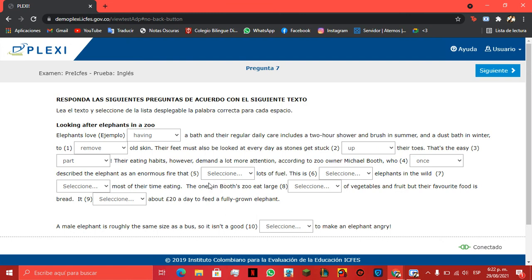As an enormous fire that searches, needs, asks, keeps lots of fuel. So I think it's needs, because they are also wasting and wasting energy. So this fuel is a need of the elephant, and it's in the present simple because they are constantly needing it.